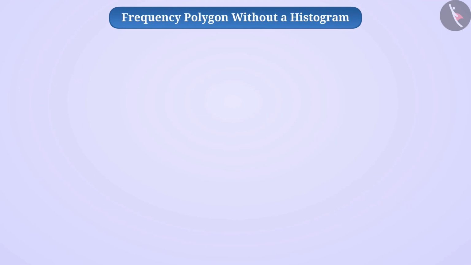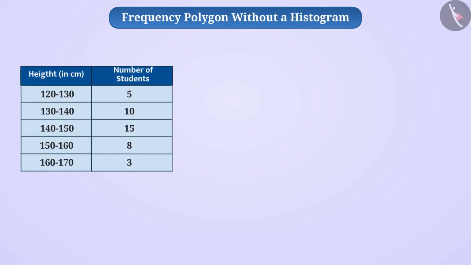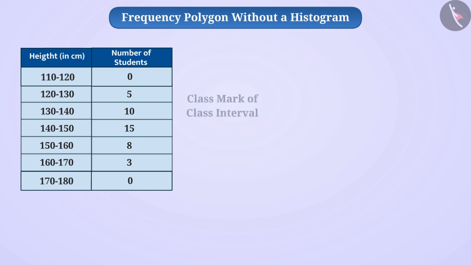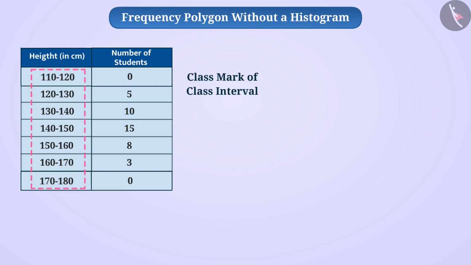Now, let's know how to make a frequency polygon without a histogram. Here also, we will take the first class interval 110 to 120 before class interval 120 to 130 whose frequency is 0, and similarly, after class interval 160 to 170, we will take class interval 170 to 180, whose frequency is also 0. To make a frequency polygon, we need the middle point, called the class mark, of the class interval.